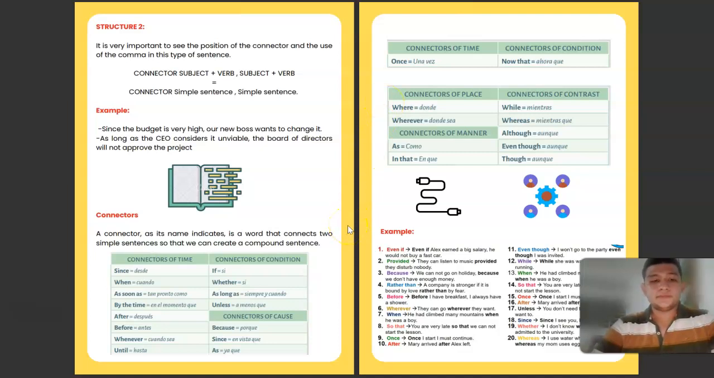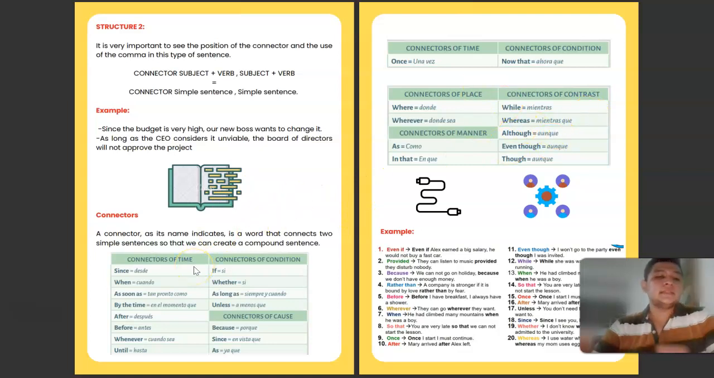What is a connector? A connector, as the name indicates, is a word that connects two simple sentences so that we can create a compound sentence. There are a lot of classes of connectors, like connectors of time, condition, cause, place, manner, and contrast.